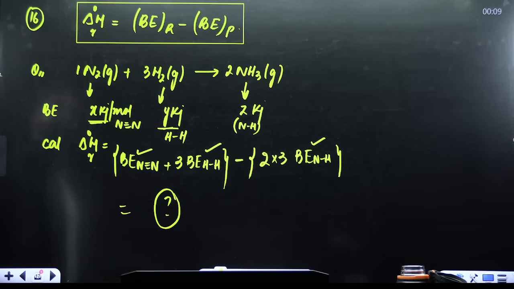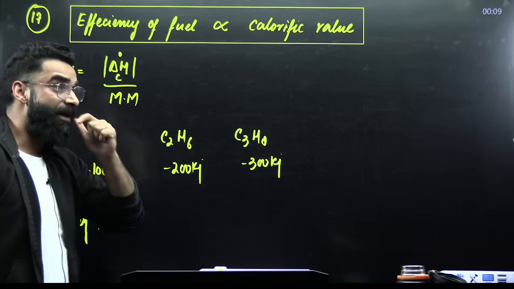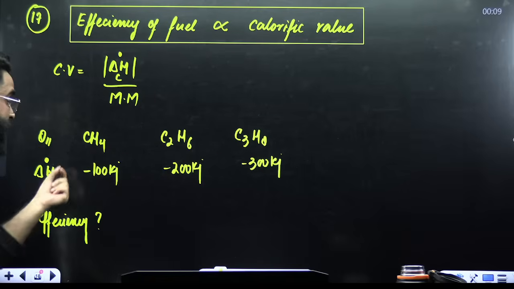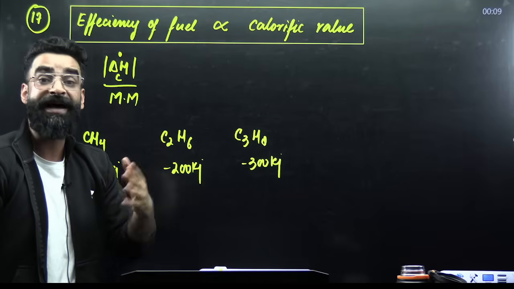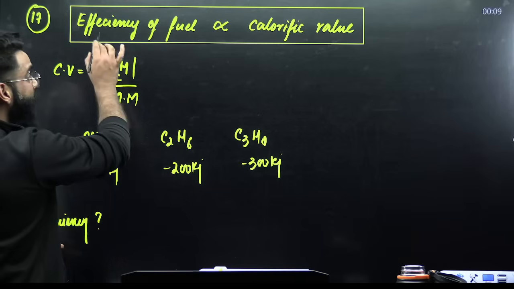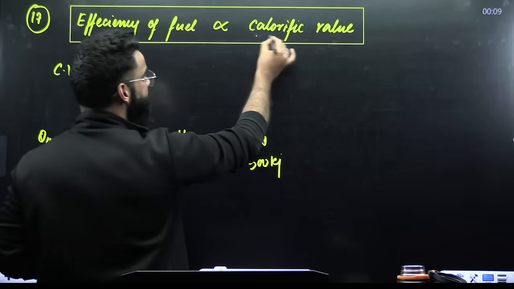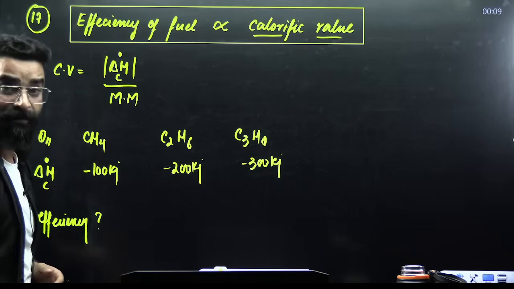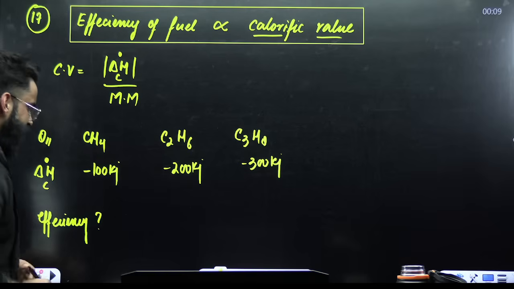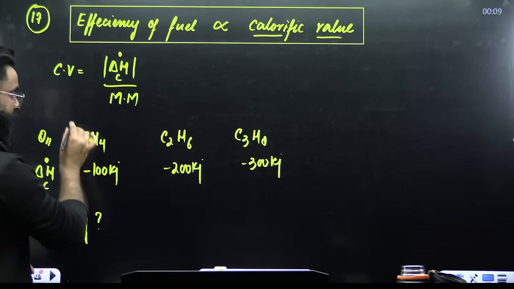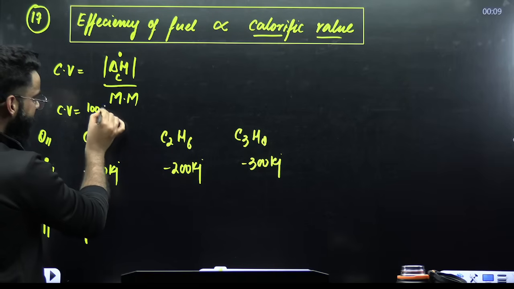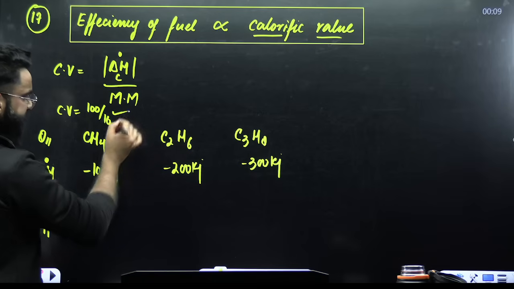Remember that. Similarly, next point. Sometimes they'll give you certain fuels like CH4, C2H6, C3H8, and they'll give you their enthalpy of combustion values. And they'll ask you which fuel has got better efficiency, which fuel has got good quality. Remember, quality of the fuel or efficiency of the fuel is directly proportional to the calorific value of the fuel. And how do we calculate the calorific value? Magnitude of enthalpy of combustion divided by molar mass. For example, CH4, I have to calculate its calorific value. Its calorific value will be equal to enthalpy of combustion is minus 100, take its magnitude only, so 100 divided by molar mass of CH4, which is 16. So this is the calorific value of it.